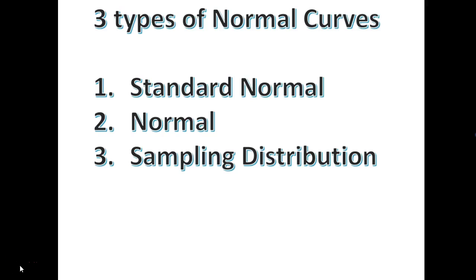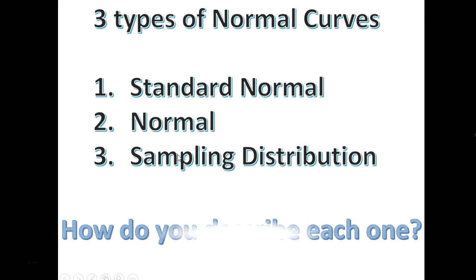Today I want to just clarify the three types of normal curves that we've been studying, just to make sure everyone really understands the difference. So we've looked at standard normal, normal, and sampling distribution. So let's start to really look at them a little closer. First I want to ask, how do you describe each one?